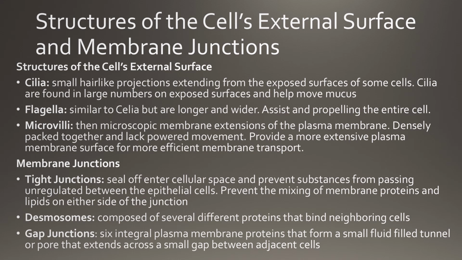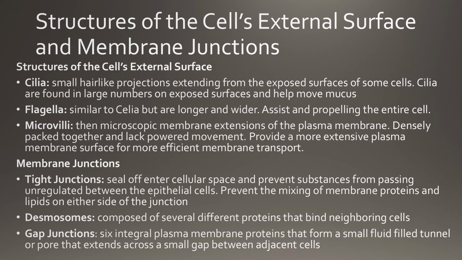Membrane junctions include tight junctions, which form a continuous seal around the apical end of epithelial cells. They prevent leakage of extracellular fluid and regulate passage of ions and molecules between cells. Desmosomes are anchoring junctions composed of proteins that bind neighboring cells together. They provide mechanical strength and stability to tissues subjected to mechanical stress, such as the skin and cardiac muscle.